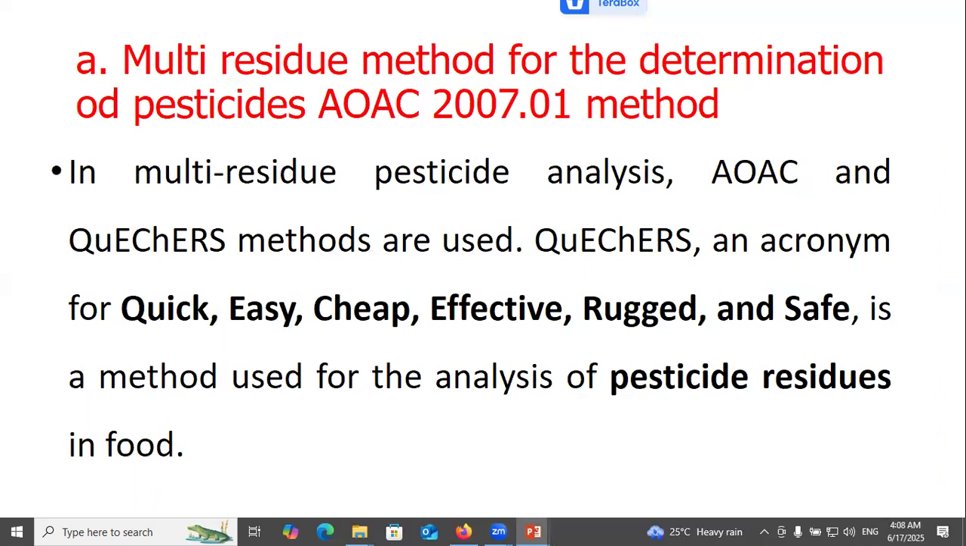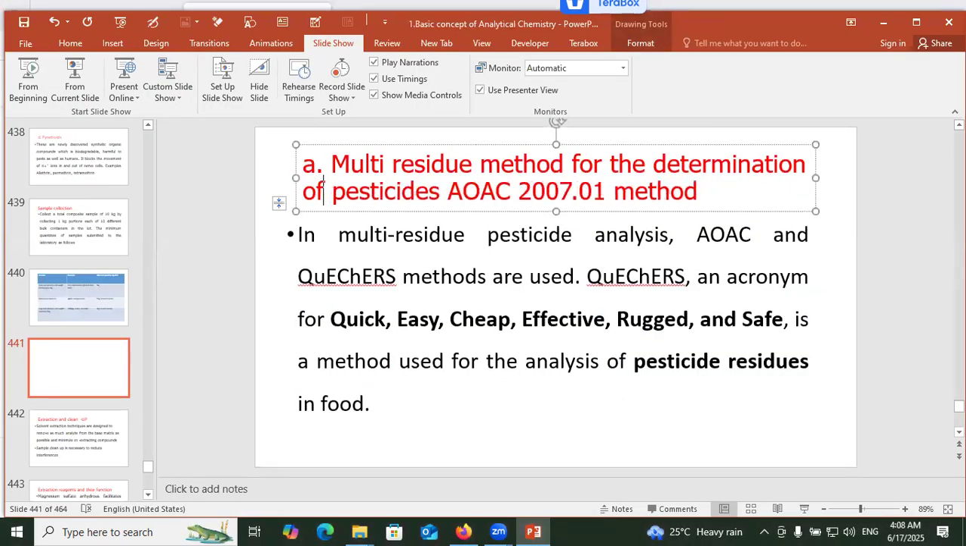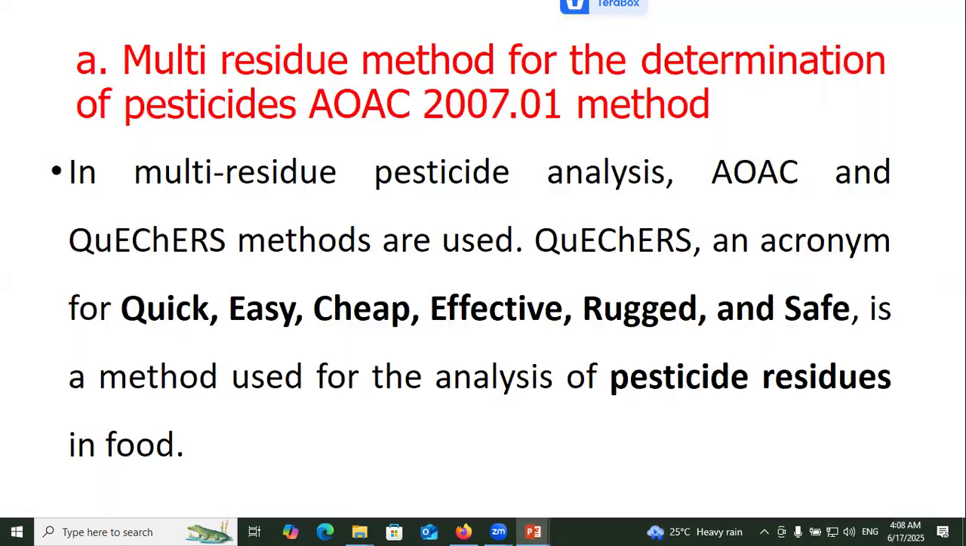Multi-residue methods for the determination of pesticides: AOAC 2007.01 method. In multi-residue pesticide analysis, AOAC and QuEChERS methods are always used. QuEChERS, an acronym for quick, easy, cheap, effective, rugged, and safe, is a method used for the analysis of pesticide residue in food.